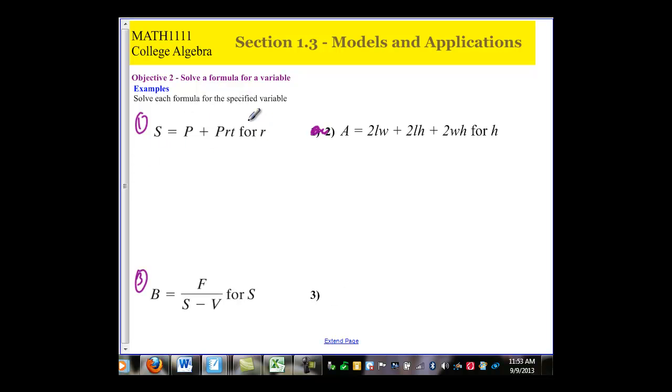So here, we're going to go through and solve for r. S equals P plus PRT. Capitalization does matter. So if it's a capital letter versus lowercase, make sure you're catching that. To solve for r, I'm going to go through and actually work us through a similar problem first. And I'm going to make some space to do that.